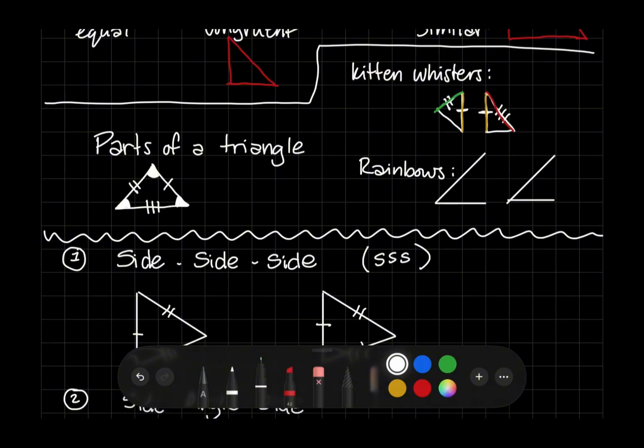Very similarly, I call these rainbows. They are the little swoops that go in my angles. I have 1 here and 1 here. I know that these angles match up. And likewise, you can have 2 rainbows or 3 rainbows.